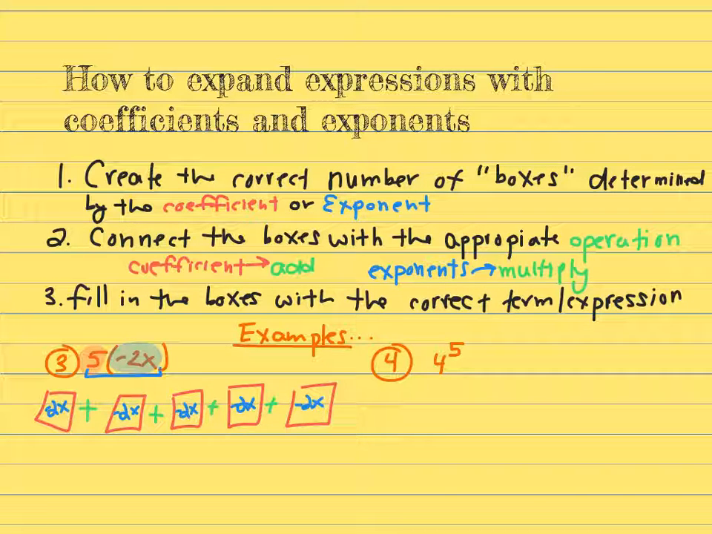And again, we can check our work. If we just multiply, this would give us negative 10x. If we combined all the x's here, there are negative 10 x's. So either way, we get the same answer.